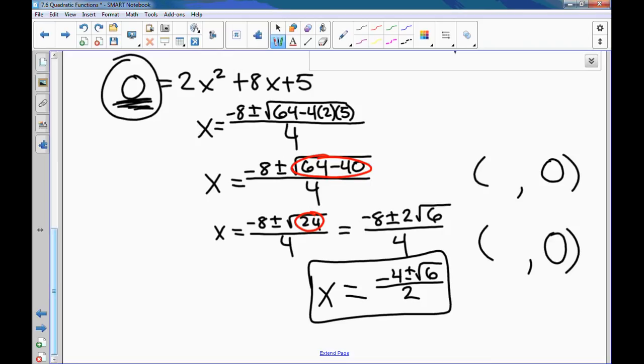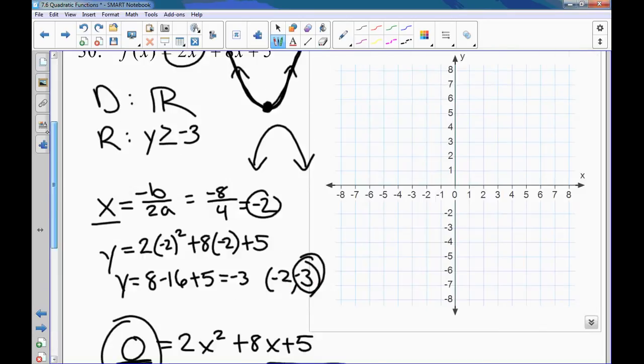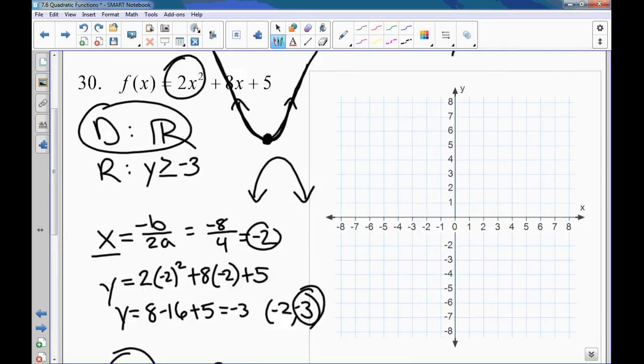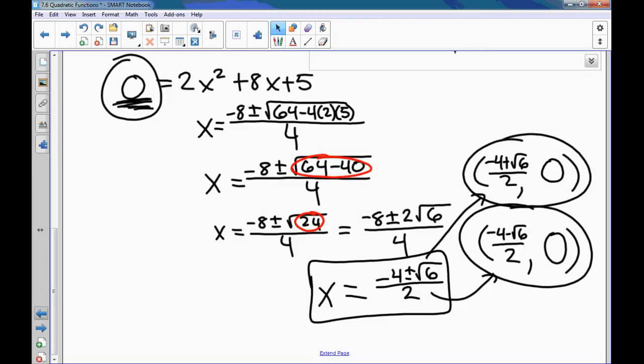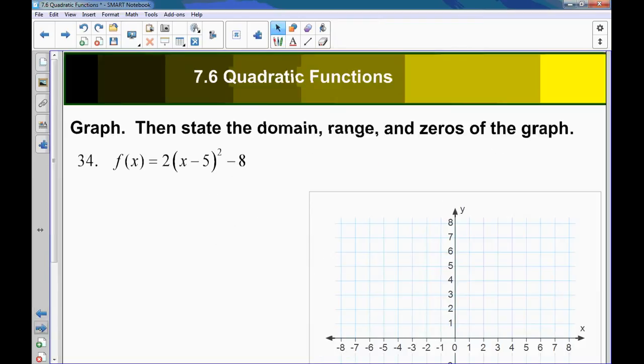But here's the other one. There are 2 answers here. One's negative 4 plus rad 6 over 2. And the other one is negative 4 minus rad 6 all over 2. You just found the domain, the range, and you found the zeros, or the x-intercepts. Beautiful. We got one more example, and this one's even easier, I promise.